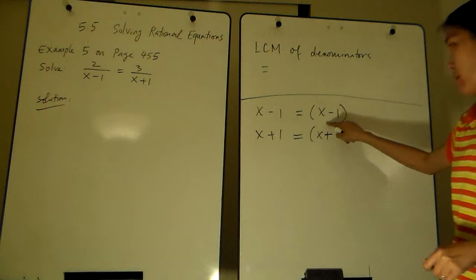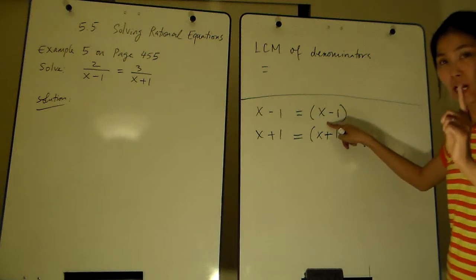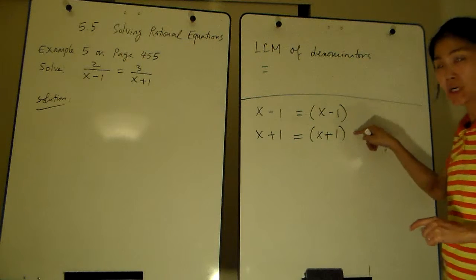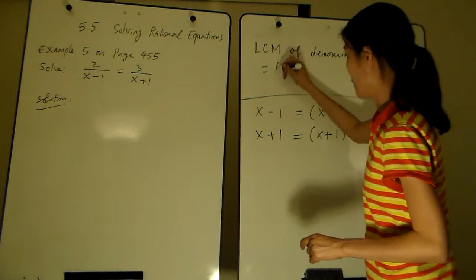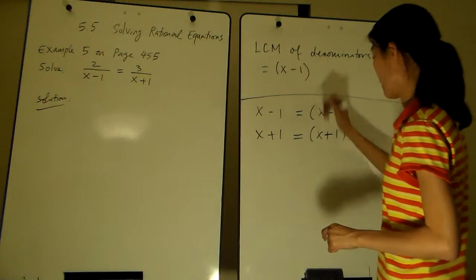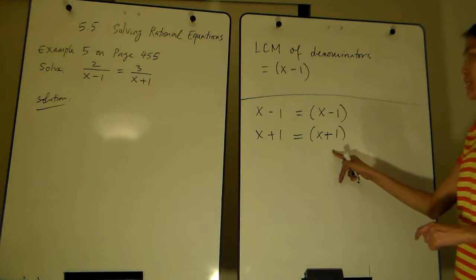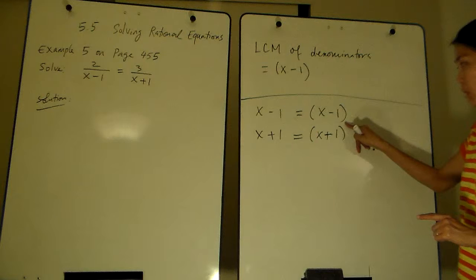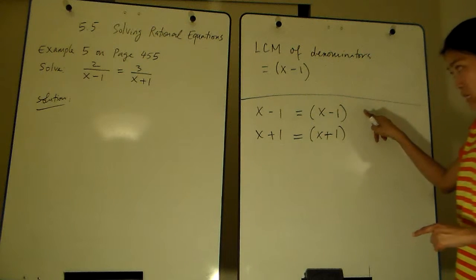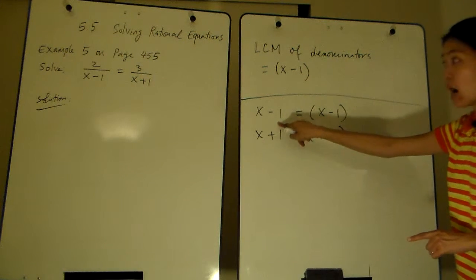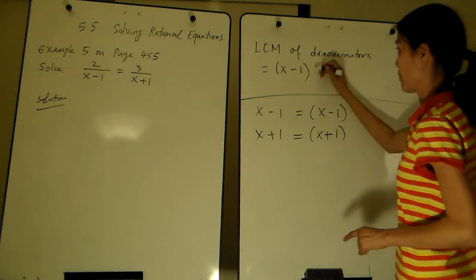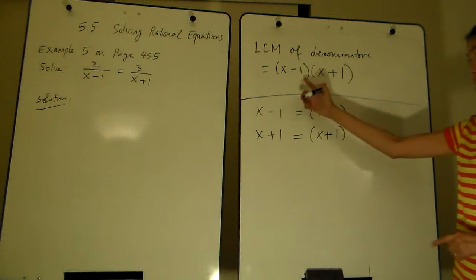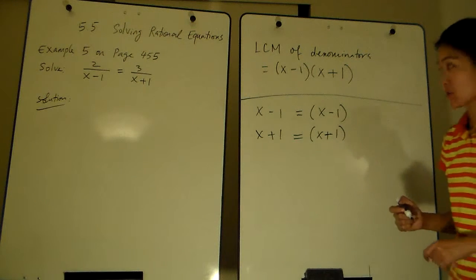Let's start with the first denominator. The factor is only x minus 1, and it occurs one time because it's raised to the first power. There's no x minus 1 in the second denominator, but you still have to include it. So you put x minus 1 or x plus 1. x plus 1 occurs only one time because it's raised to the first power. There's no x plus 1 in the first denominator, but you still need to include it. So this is the LCM of the denominators.